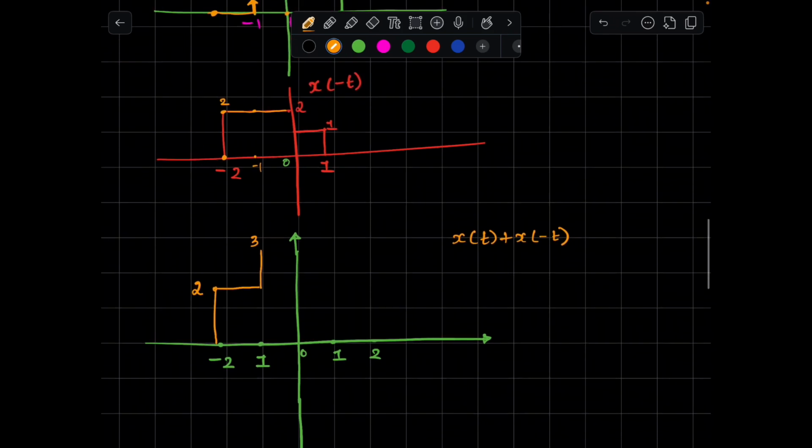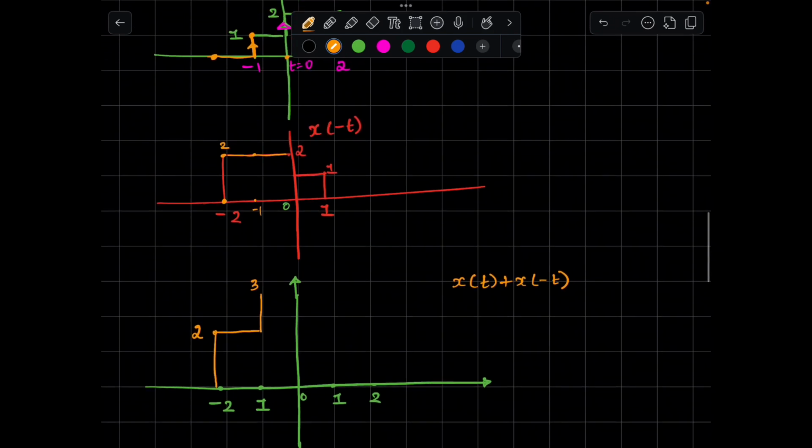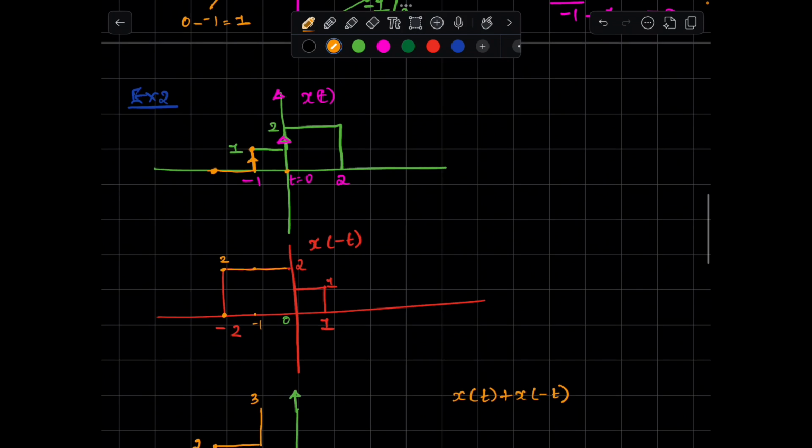Now the next part we have to consider is at 0 minus. Why? Because you see there is a jump here also. So both the signals are jumping at 0 minus. At 0 minus we will consider the first signal. For this signal, just before 0 the amplitude is 1. X of 0 minus is equal to 1.